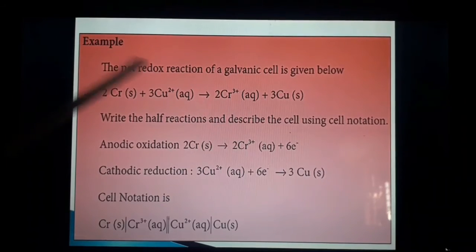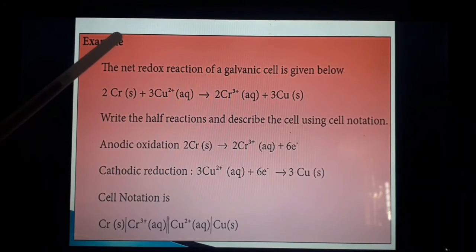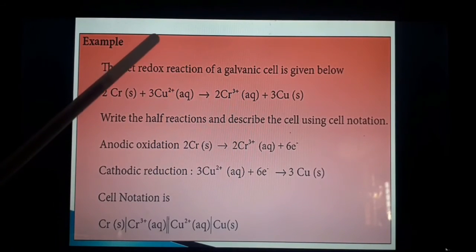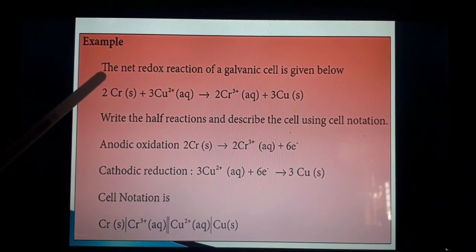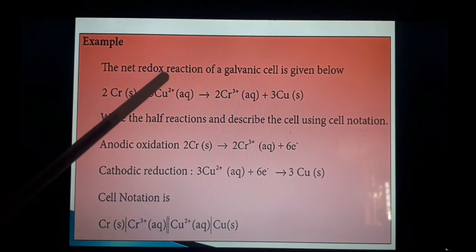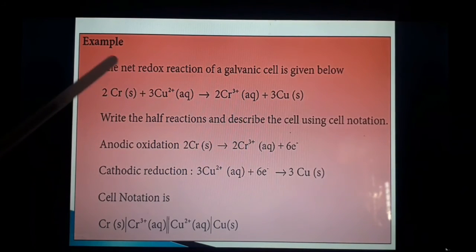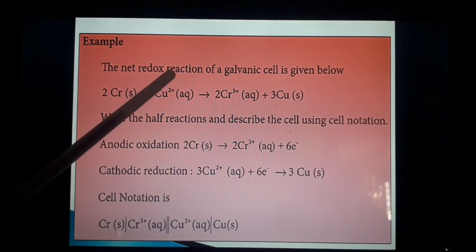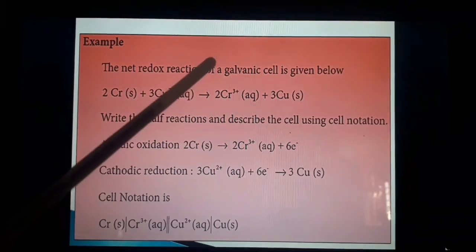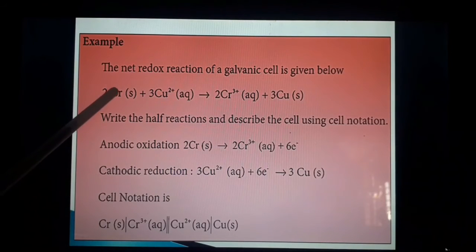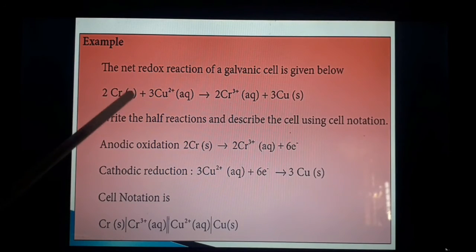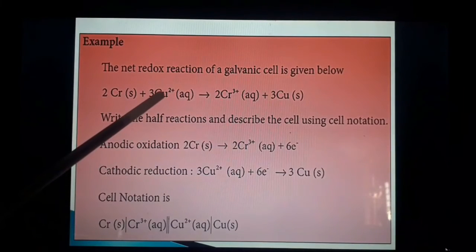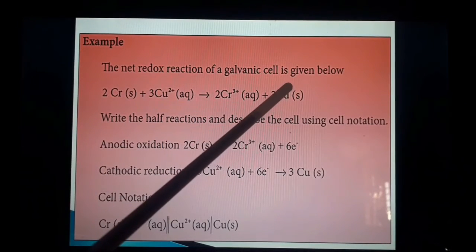Next example: the redox reaction, where reduction and oxidation simultaneously occur, which is why it is called a redox reaction. Chromium metal, solid, and copper 2+ salt in solution, copper sulfate I think. Chromium releases 3 electrons. Totally 3 into 2, 6 electrons. The 6 electrons are accepted by copper and change to copper metal.